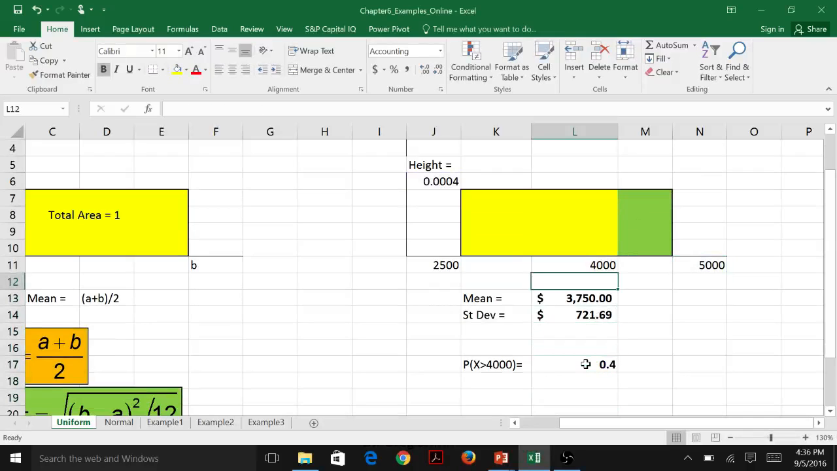If I wanted to say, what's the probability that you're between 2,500 and 4,000? It would just simply be the complement to this. Since the entire area is 1, take away the difference of 0.4, and you get 0.6.